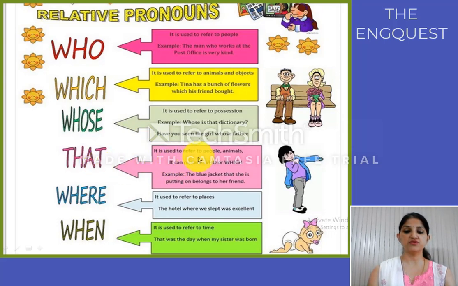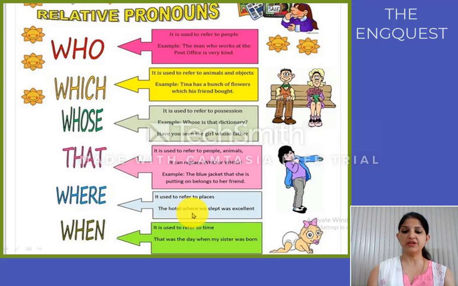It is used to refer to people or animals. It can replace who or which. For example, the blue jacket that she is putting on belongs to her friend. So here, that is talking about the blue jacket. We can even use which in place of that over here, like the blue jacket which she is putting on belongs to her. Where. It is used to refer to places.